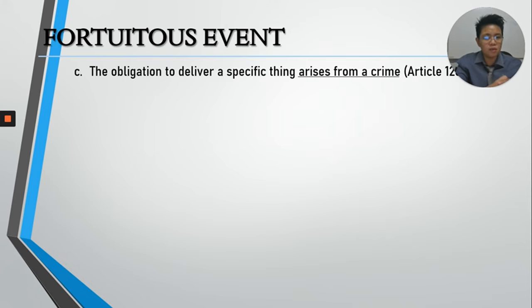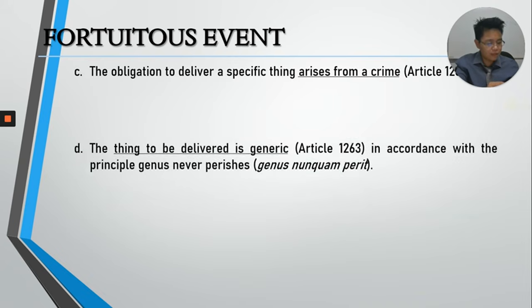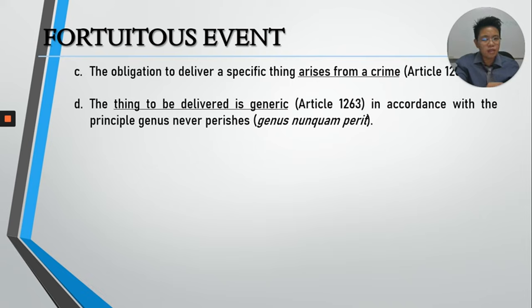So, obligation to deliver a specific thing arises from a crime. So, laging liable yan. Kahit hindi pa kasalanan ng akusado or yung criminal, kasi arises from a crime. So, kailangang i-deliver pa rin niya yung monetary equivalent ng ninakaw niya. As in my example. And number 4, the thing to be delivered is generic.